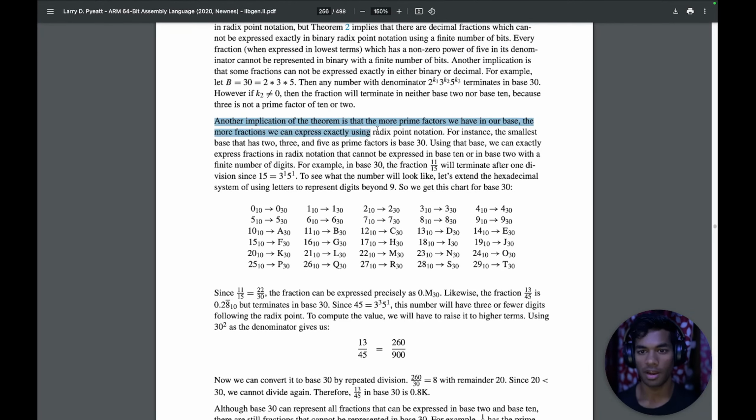Another implication of the theorem is that the more prime factors we have in our base, the more fractions we can express exactly using radix point notation. For example, the smallest base that has 2, 3, and 5 as prime factors is 30. Using that base, we can exactly express fractions in radix notation that cannot be expressed in base 10 or in base 2 with a finite number of digits. For example, in base 30, the fraction will be terminated after one division. That is, 15 is 3, 5.